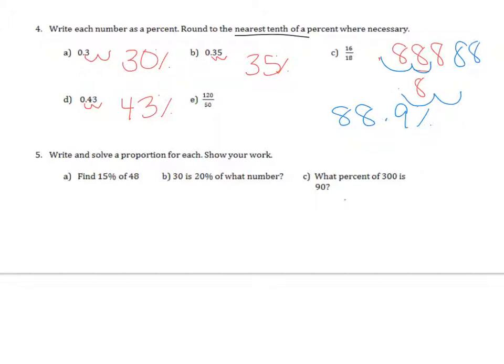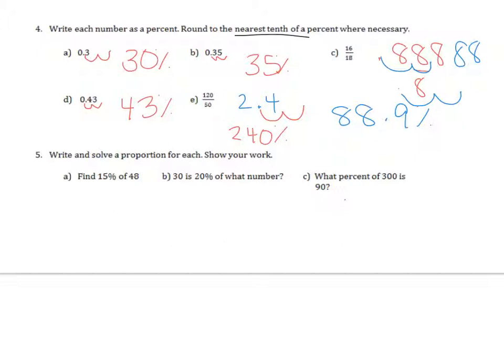In the second one, I'm going to divide 120 by 50, and I get 2.4. This is not 2.4%. This is just the decimal 2.4. So if I want to write it as a percent, I move it over 1, 2. So it's 240%.